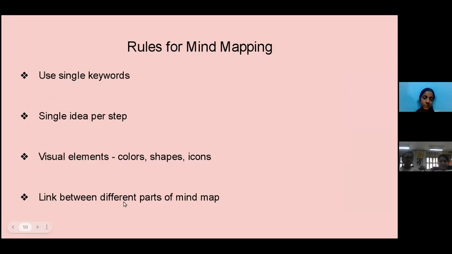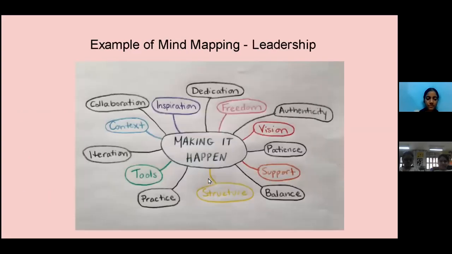Next, links between different parts of the mind map. Is it happening that one part is going somewhere and another part is going somewhere else? No, ma'am, it is all connected. Everything is connected to this. Yeah. So that is one more beauty of a mind map. So you are getting connected to it. So you understand what leadership is when you look at a leadership mind map. Okay.